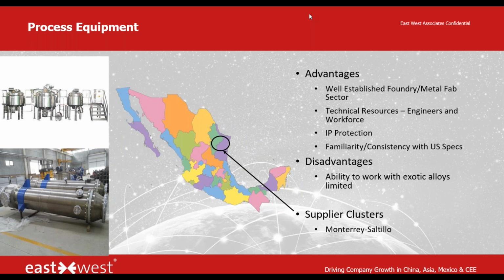Limited ability to work with exotic alloys: Hastelloy, Inconel, titanium, materials that are used in highly critical corrosion environments and for chemical resistance. There is less availability of those alloys, and less availability of the people and experience needed to fabricate, weld, and prepare them. And I mentioned supplier clusters around Monterrey and Saltillo, which is historically strong in the metalworking sector.